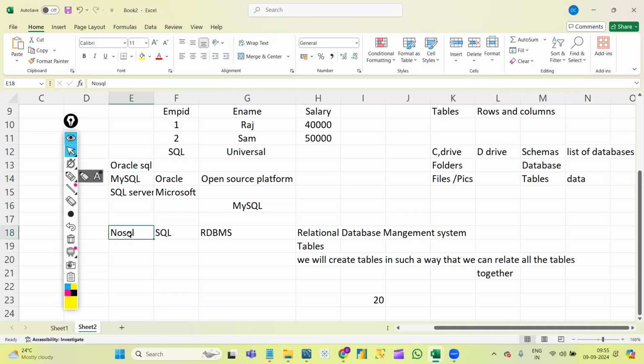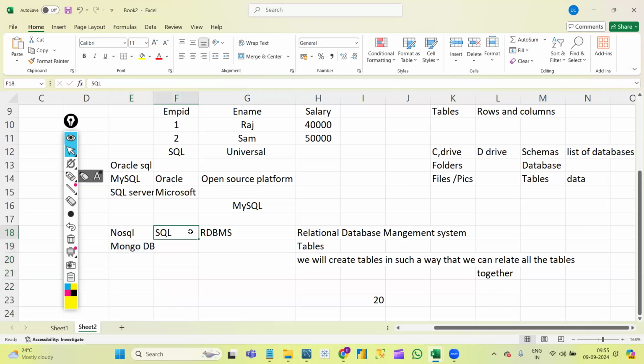We have another concept called NoSQL, that is completely different. The tool that comes under NoSQL is MongoDB especially. There are some tools. If you learn SQL, you cannot use this MongoDB tool, this concept is different.